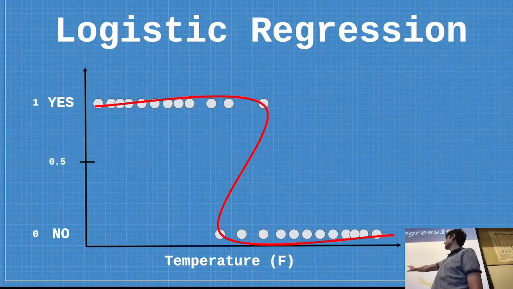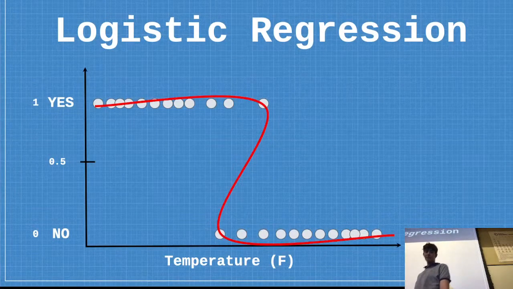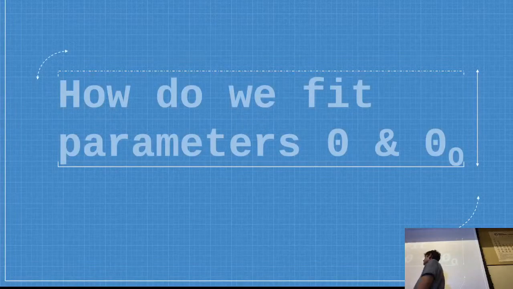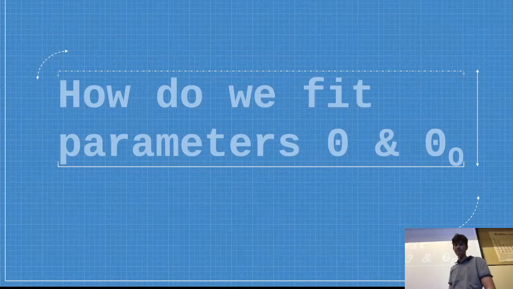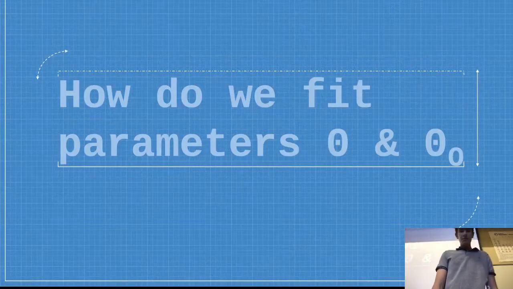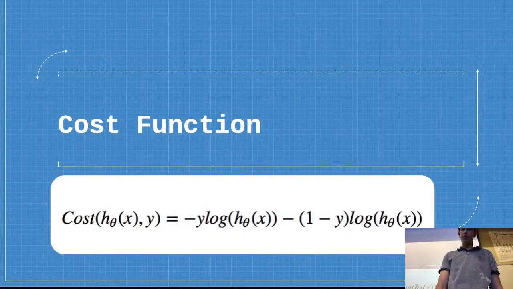So we need to fit the sigmoid function to some input data. And now the question is, how do we fit theta and theta naught, or W and B, weight and bias, to our data? How do we fit these parameters? And in comes the cost function, or the loss function.